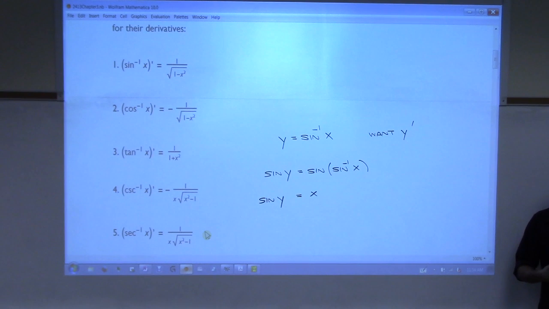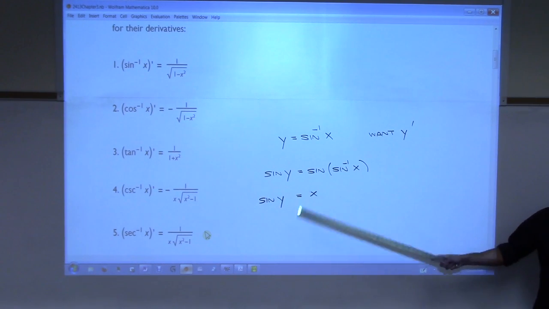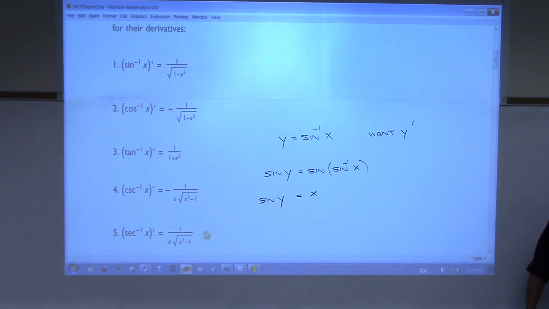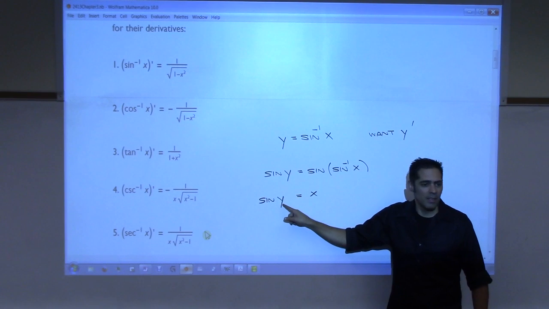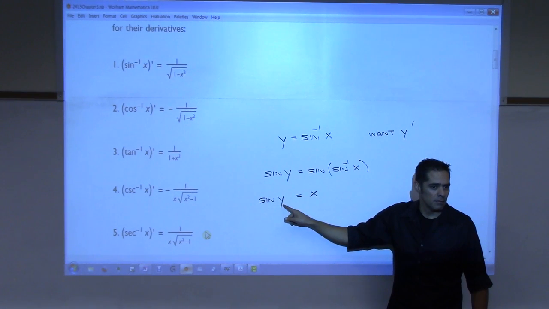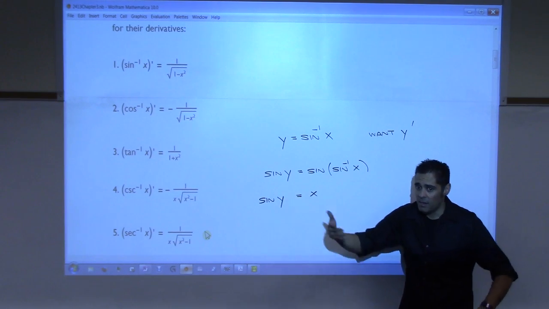Differentiate. Yes, but how? Natural log? No, no. There's no powers. Implicitly. Implicit differentiation. Okay, because look, you're looking for y prime, right? If I take the derivative of sine of y, I'm going to get a y prime out because I have to do chain rule. It'll be dy dx, so I'll get that, right?